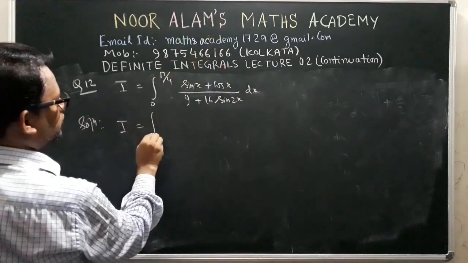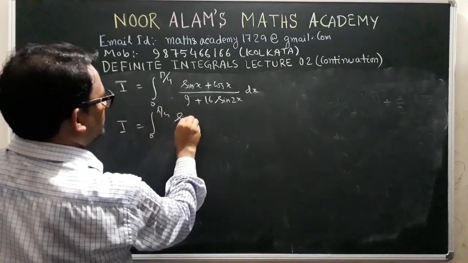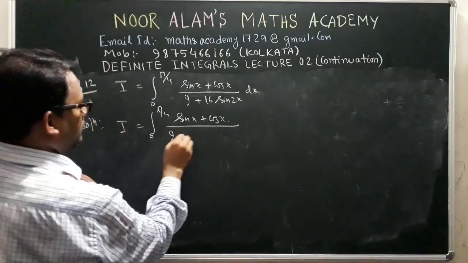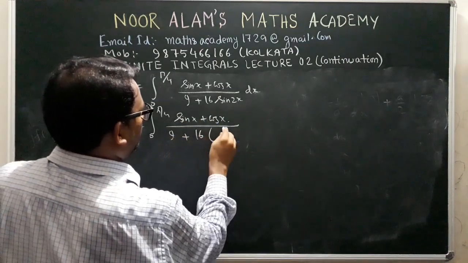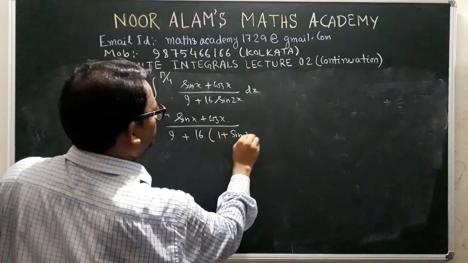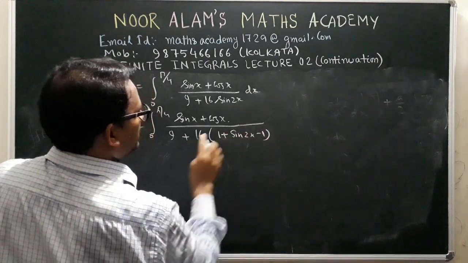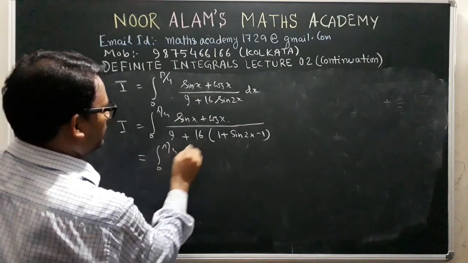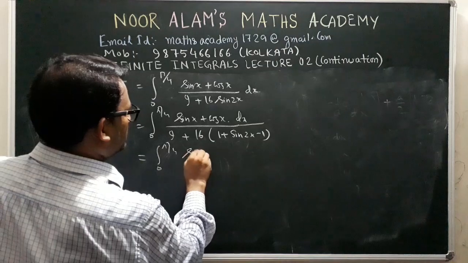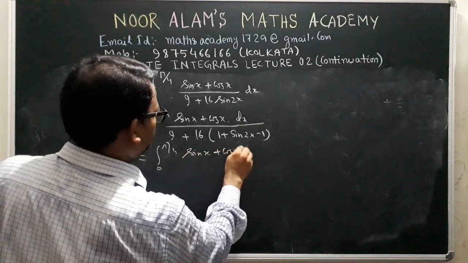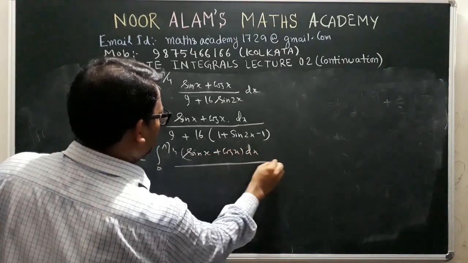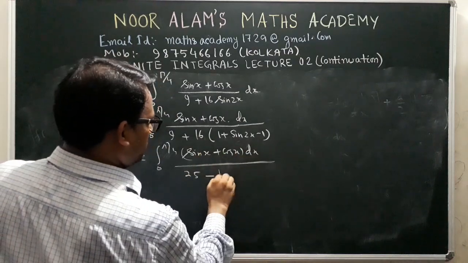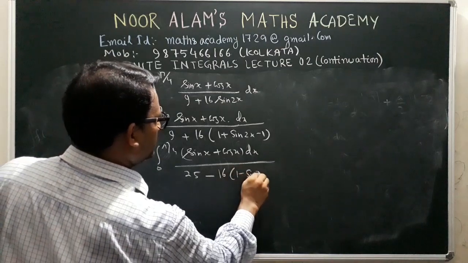I is equal to the integral from 0 to pi by 4. First we write sin x plus cos x. Now here we have 9, then 16 times (1 plus sin 2x minus 1). So plus 1 minus 1 cancel out and ultimately we have sin 2x. In the numerator we have sin x plus cos x. In the denominator, 16 plus 9, that is 25, and from these two terms you take minus common, it will be 16 times (1 minus sin 2x).